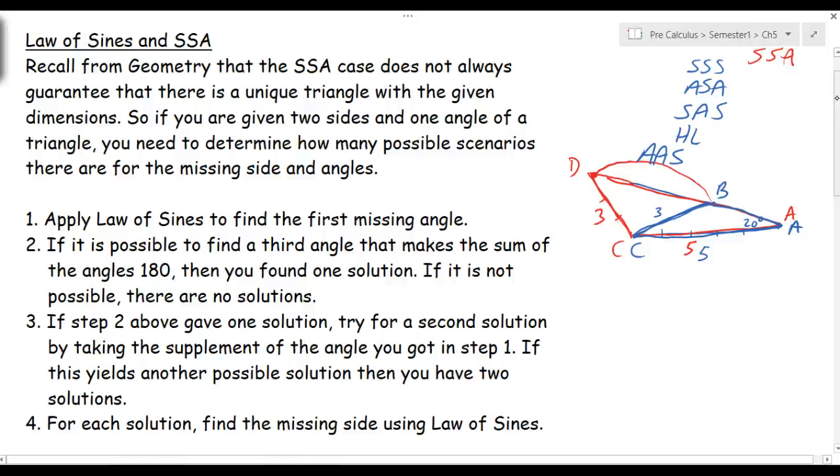So what we're going to look at today is applying law of sines when we do have the SSA case, because there may be more than one possible outcome, as I've shown here with the blue triangle and the red triangle. Go ahead and take a moment and copy down the information that's here, because we'll be referring to that as we go through the next few examples.